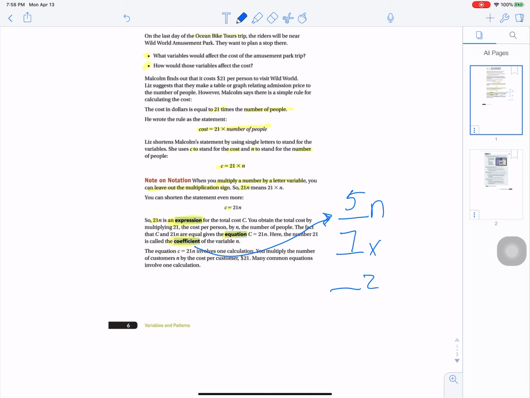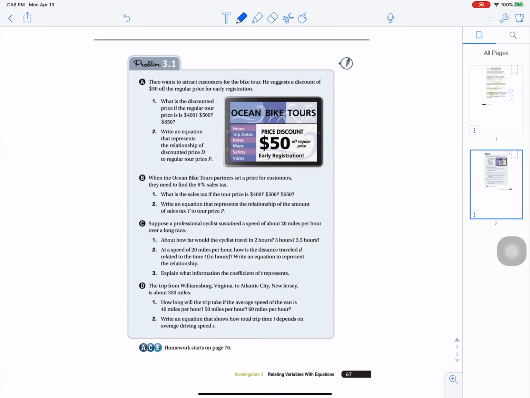The equation C equals 21n involves one calculation, where you're multiplying the number of customers n by the cost per customer of $21. Many common equations involve one calculation, but sometimes they involve two. So today you're going to be making some expressions and equations to show what's going on. The first one, I'll just get you started here.